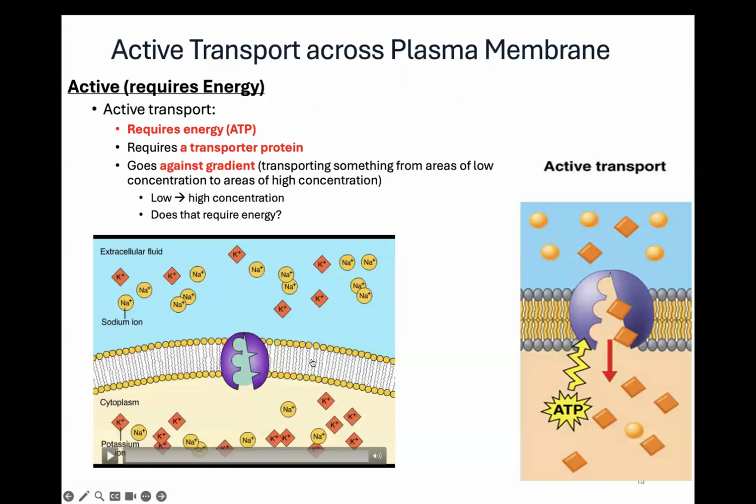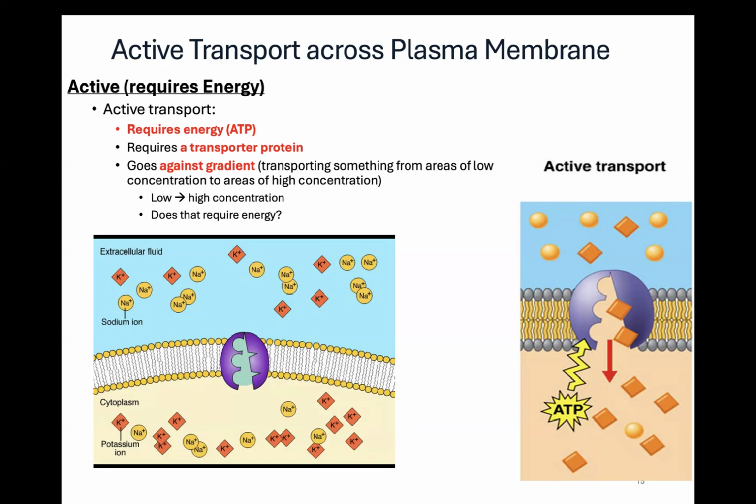Now we're going to briefly talk about active transport. Active transport is a process that requires energy. So far, everything I talked about did not require energy. Energy for biology is ATP. So active transport requires ATP. And the reason you need energy in active transport is this is when you're trying to move substances from where there's a little of them to where there's a lot.